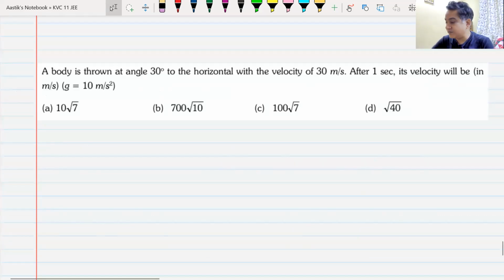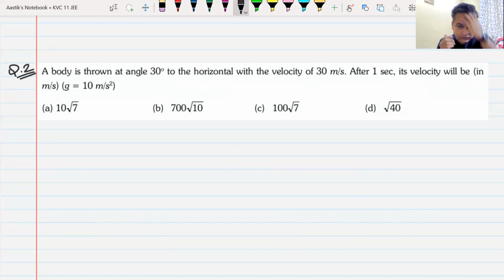And here comes question number 2. And let's see who does this one. Once you do this one, I can understand that whatever I have told you, there are two things that I have told you. One is about the displacement and the other one is about the velocity.